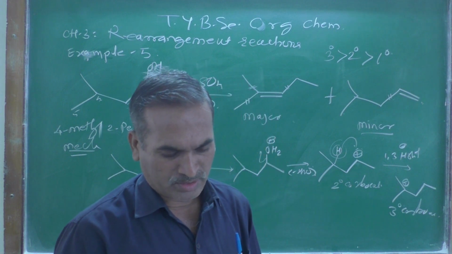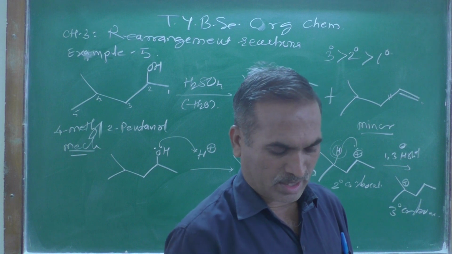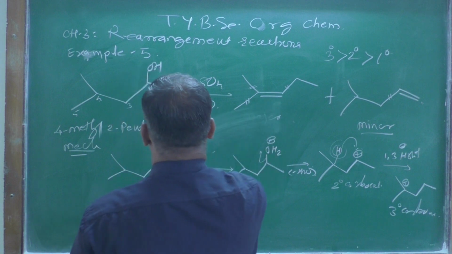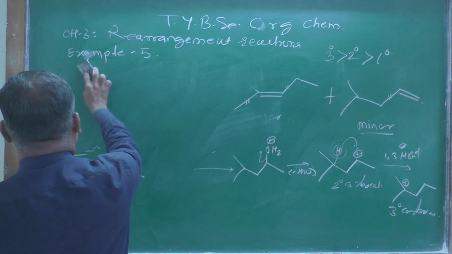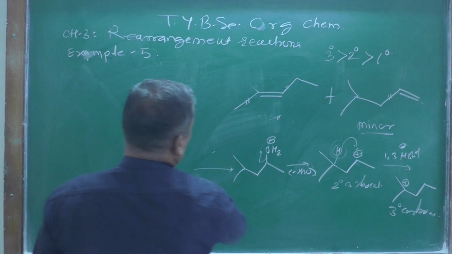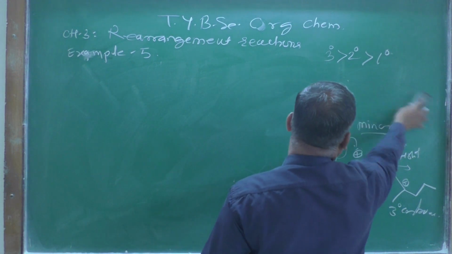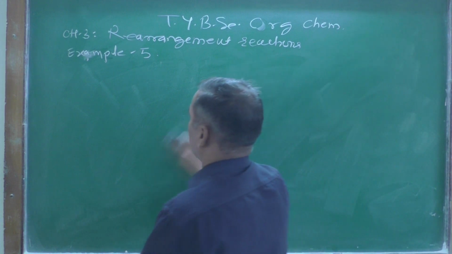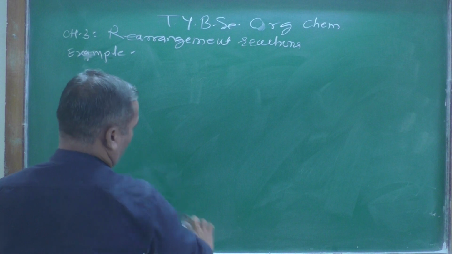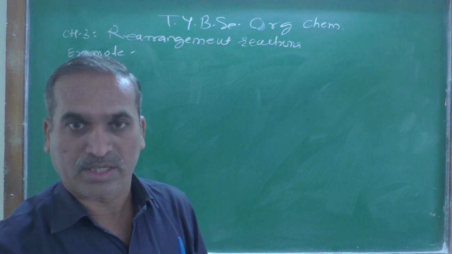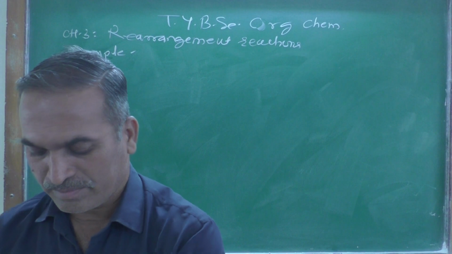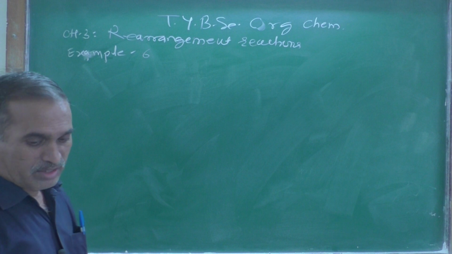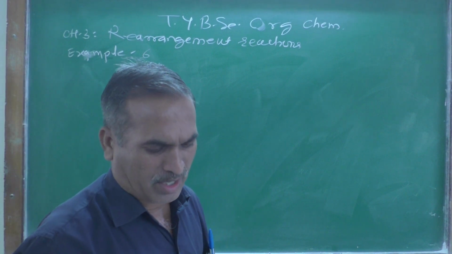Now let us look at another example, the Wagner-Meerwein rearrangement reaction. That is a very important one, and it also proceeds via a non-classical carbocation, as we know. Remember, we are discussing example number 6, the Wagner-Meerwein rearrangement reaction.